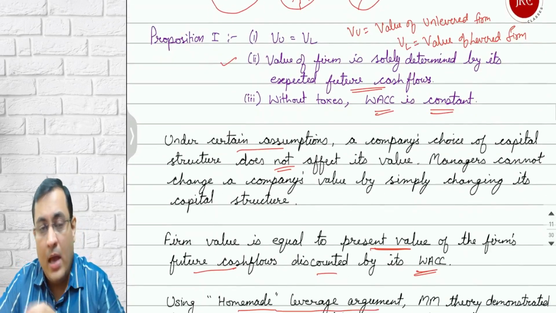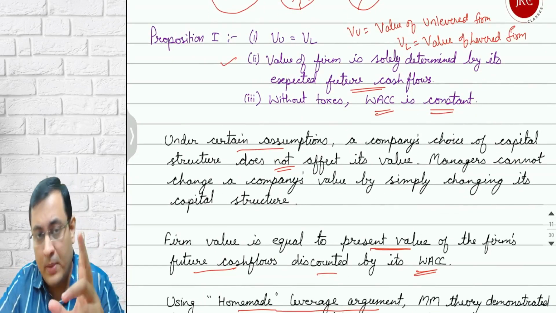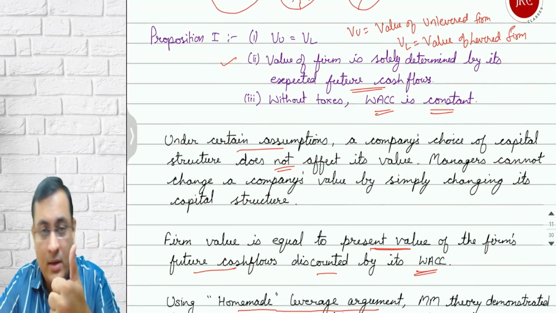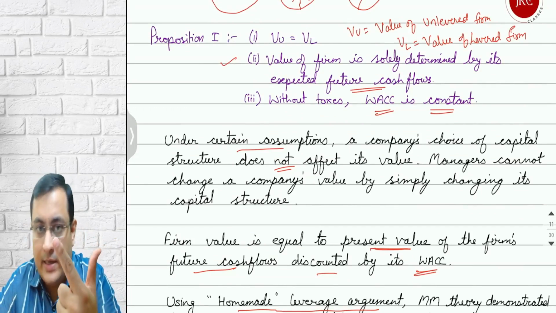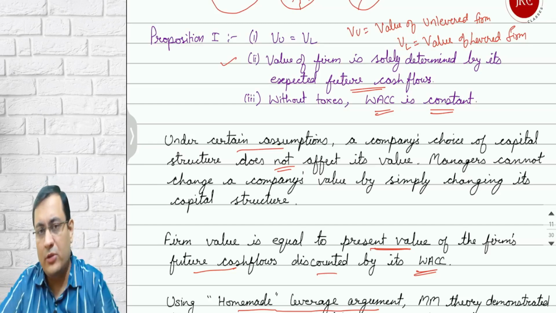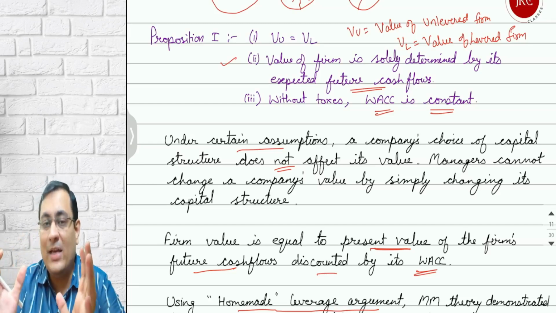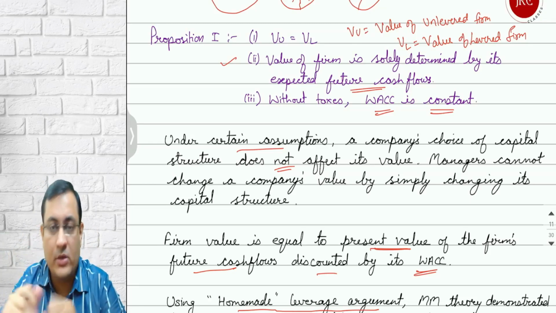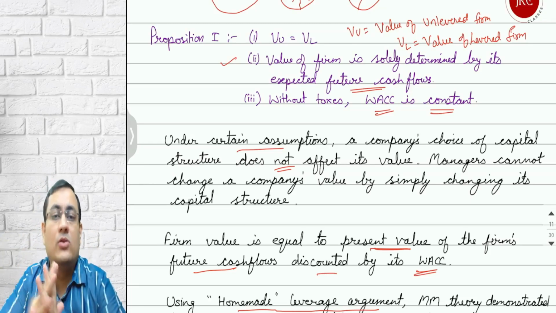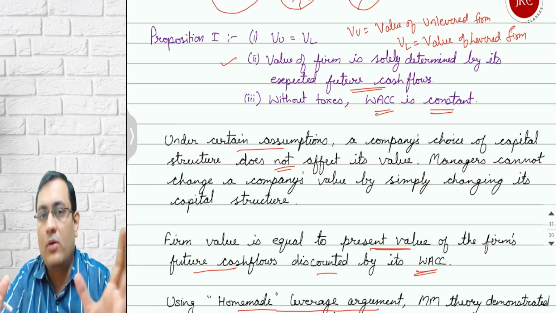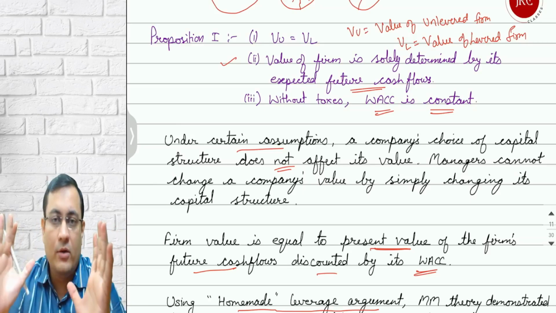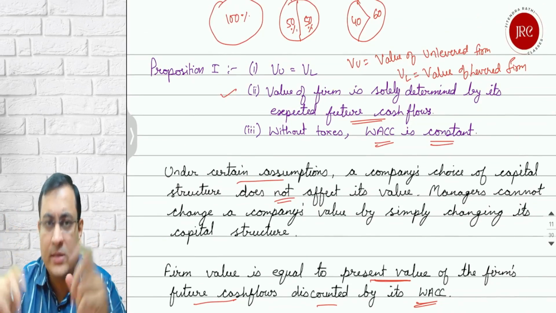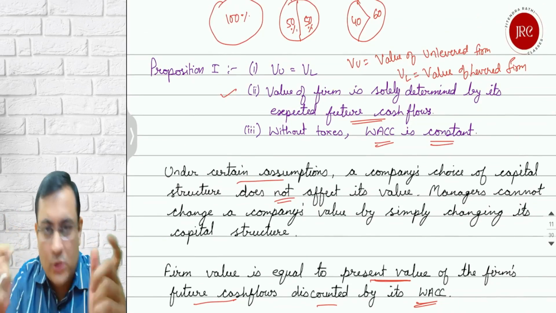So the first theorem, without tax, has two propositions: number one is related to your valuation of the firm and the WACC, and the second is related to cost of equity. The first proposition says that by changing the debt-equity structure, if there are no taxes and no bankruptcy cost, the change in capital structure is not going to affect the overall value of the firm. Value of levered will always equal value of unlevered. They use a phrase: sum of parts must equal the whole.